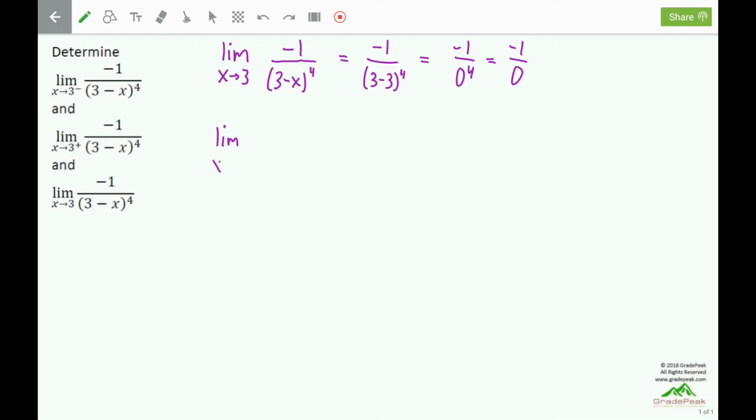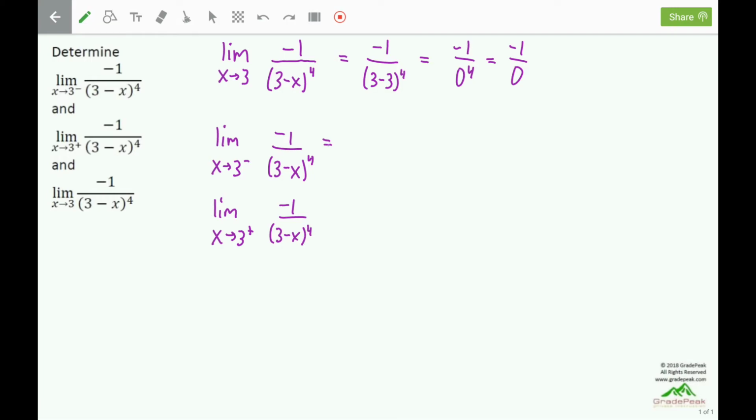We have the limit as x approaches 3 from the left side, indicated by the negative superscript on the 3, and the limit as x approaches 3 from the right side, indicated by the positive superscript on the 3. Let's start with the left-sided limit.